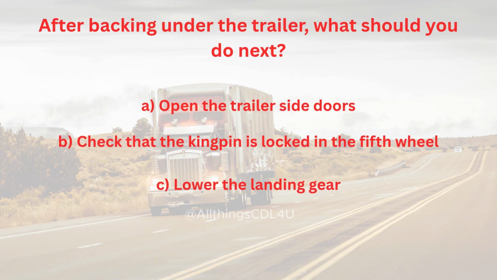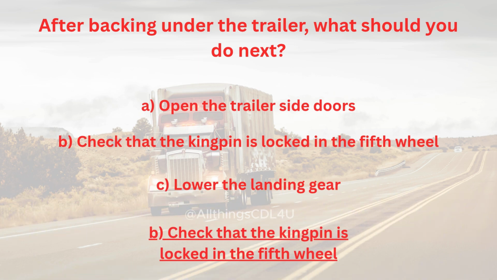After backing under the trailer, what should you do next? A. Open the trailer side doors. B. Check that the kingpin is locked in the fifth wheel. C. Lower the landing gear. B. Check that the kingpin is locked in the fifth wheel.